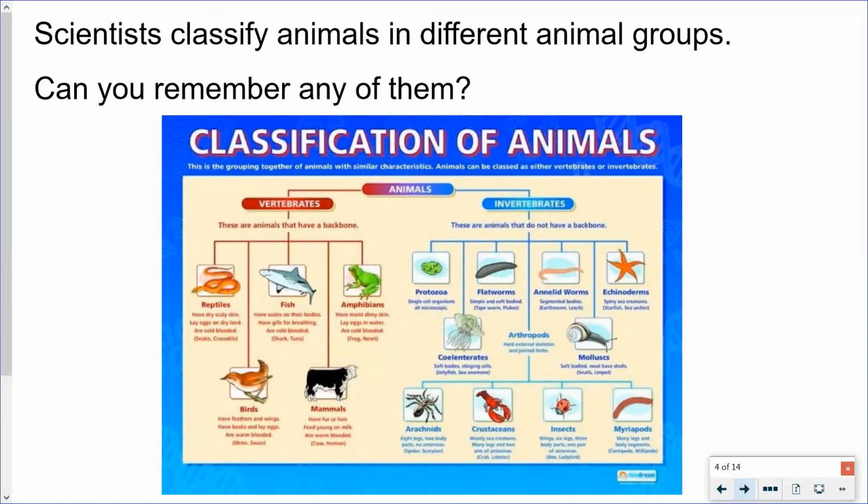Now, I'd like you to pause the video and see if you can remember what is the difference between a vertebrate and invertebrate. Well done. Vertebrates have a backbone, while invertebrates don't have a backbone. Can you remember an animal that is a vertebrate? Fantastic, well done. A cow is a vertebrate. Now, can you remember an animal that is an invertebrate? That means it does not have a backbone. Fantastic, a worm or a slug are invertebrates.